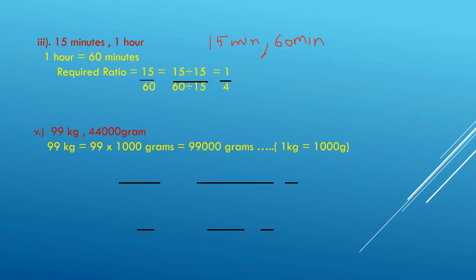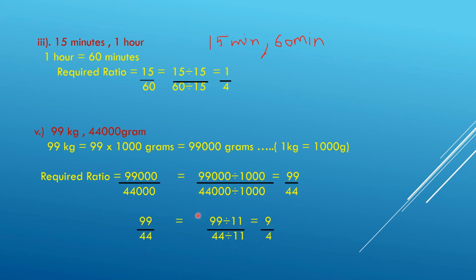to 1000 grams. And here the required ratio is equal to 99,000 upon 44,000. The HCF of 99,000 and 44,000 is 1000. Therefore 99,000 divided by 1000 upon 44,000 divided by 1000 is equal to 99 upon 44. This also you have to write in the simple form. And the HCF of 99 and 44 is 11. Therefore 99 divided by 11 upon 44 divided by 11 is equal to 9 upon 4.